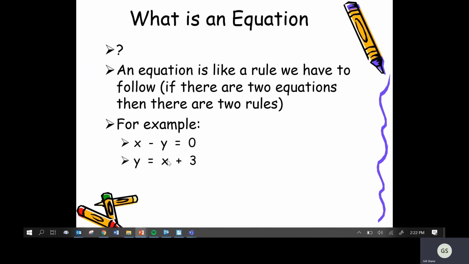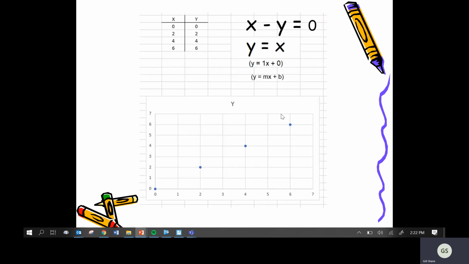So with that in mind, let's go to the next slide. Actually, we're not going to go over that slide in this presentation. So if we have that equation, again, the top equation is the one we just saw, x subtract y equals 0. So we said we have got to follow this rule.